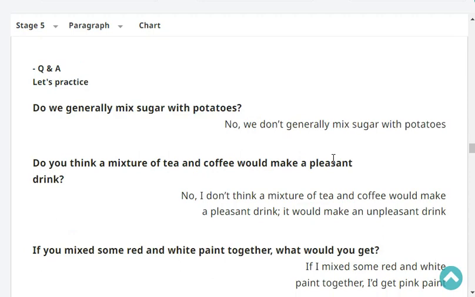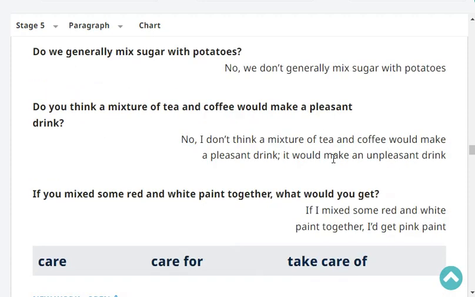Very good. Do you think a mixture of tea and coffee would make a pleasant drink? No, I don't think a mixture of tea and coffee would make a pleasant drink. It would make an unpleasant drink.